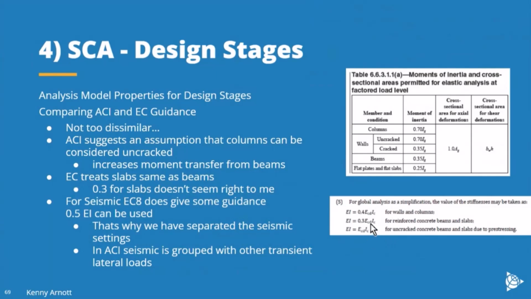Another difference is perhaps that they give that for slabs, where in ACI you've got a reduced value in slabs of more like 0.25. Actually, in the ACI, the seismic condition is not separated; it's dealt with using the same factors as a wind condition. But in the Eurocodes, EC8 gives some other guidance, where a value of about 0.5 EI can be used. So that's why we separate that group out, but we give it the same default values as come from the ACI.